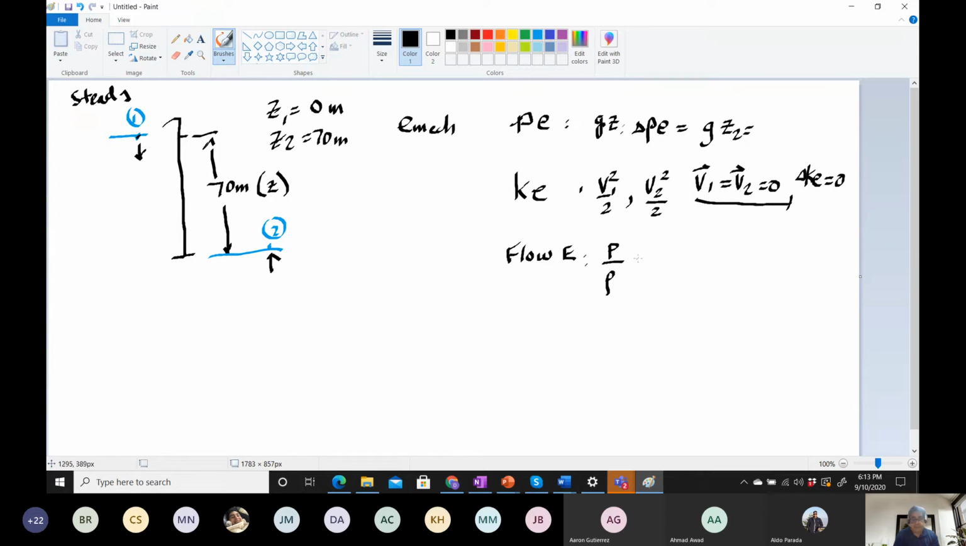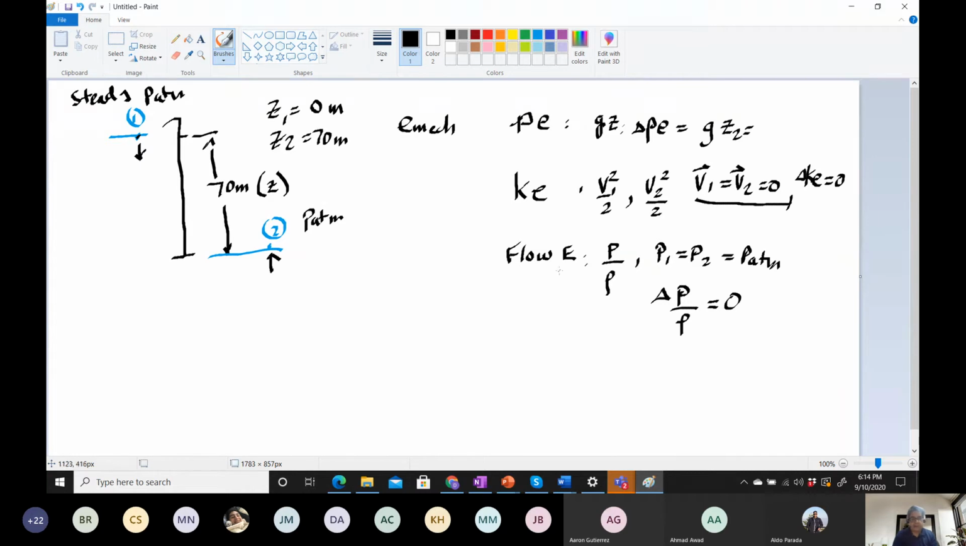Because we're open to the atmosphere here, there's the atmosphere, so pressure 1 is equal to pressure 2, which is equal to P atmosphere. Therefore, the change of flow energy divided by density is equal to 0, because the only way you get flow energy is through a change in pressure.